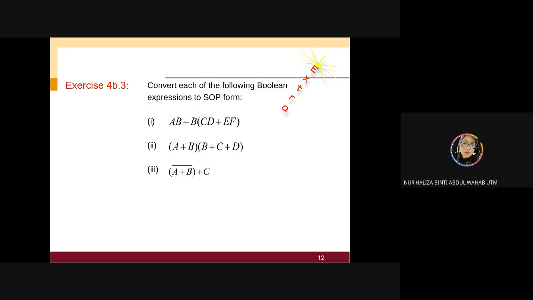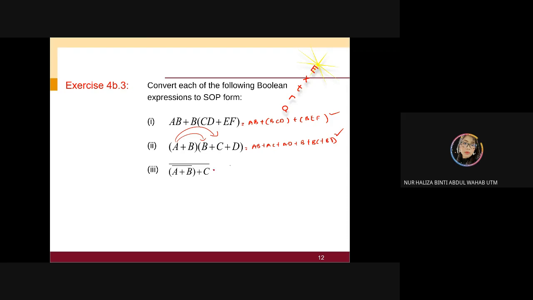So let's take a look one by one. You can have over here AB plus BCD plus BEF. Okay, now it is a SOP. It's very easy. Here you need to multiply it. AB plus AC plus AD plus B plus BC plus BD. This is another SOP.